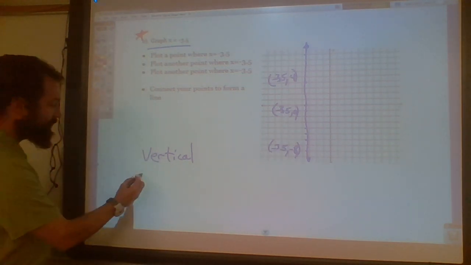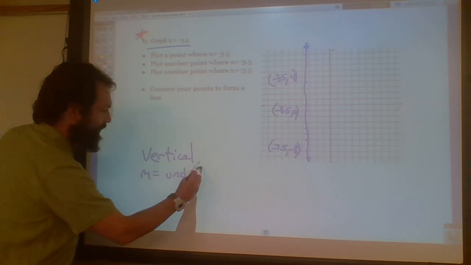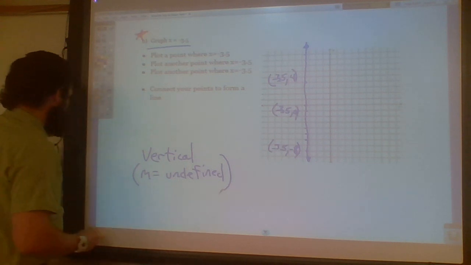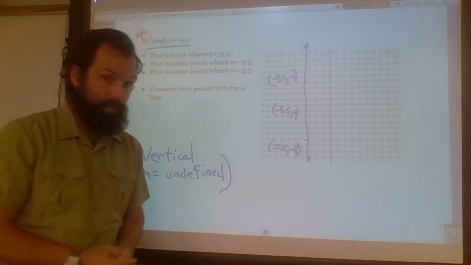In vertical lines, our slope is undefined. All right. That's our review for slope and slope-intercept form.